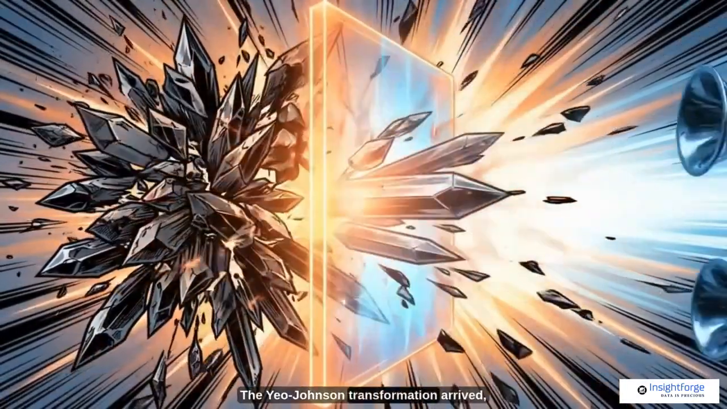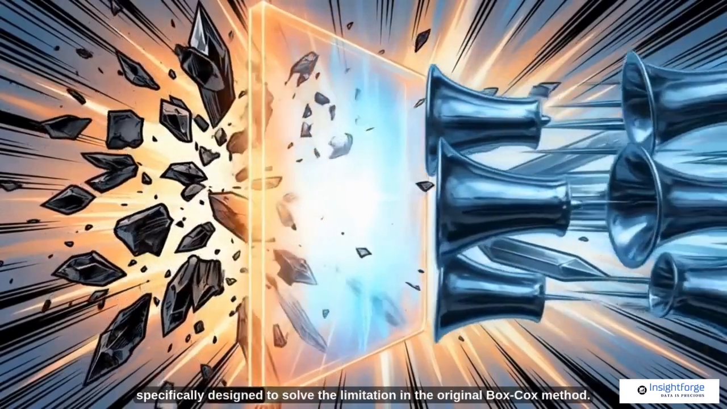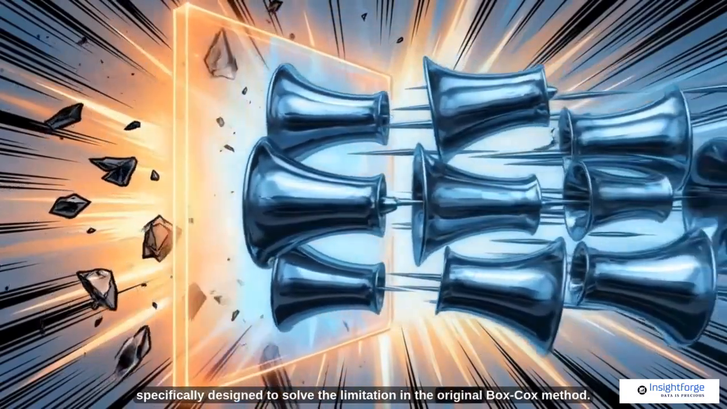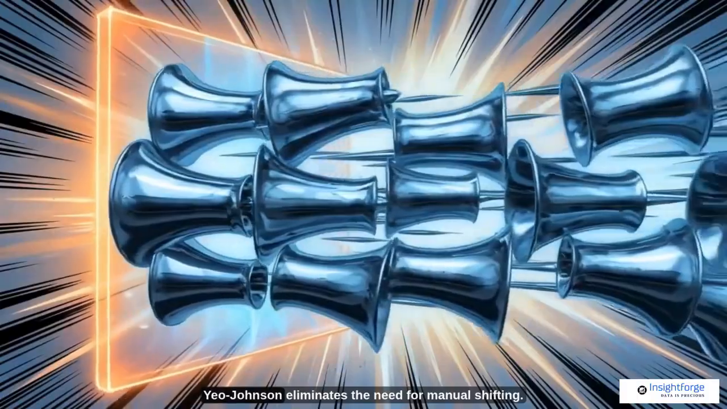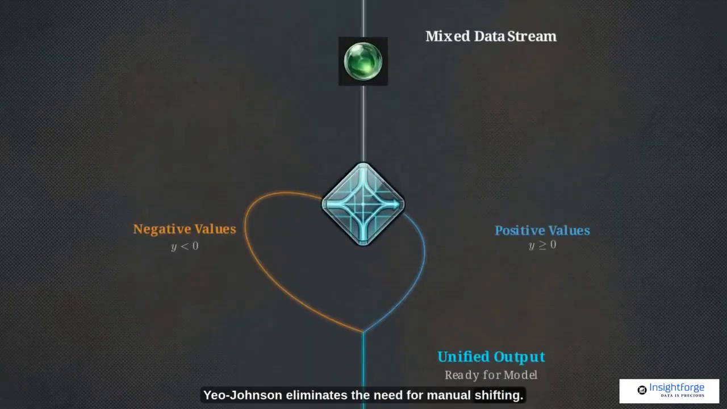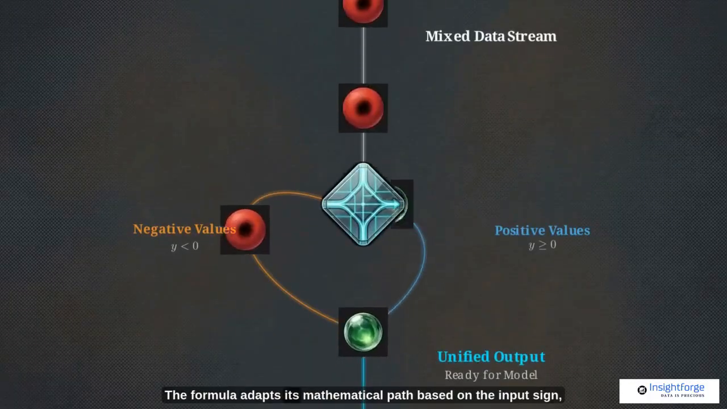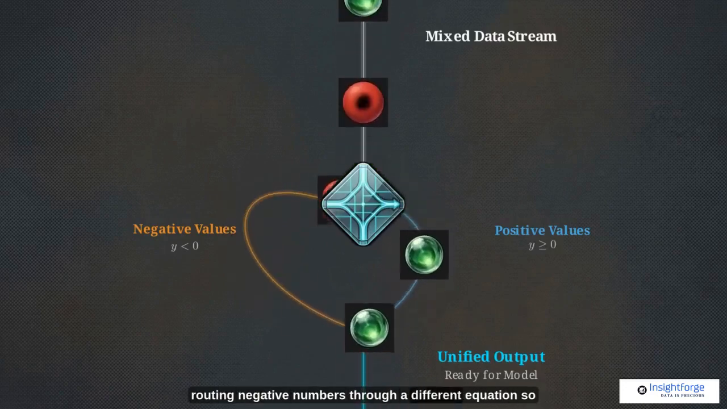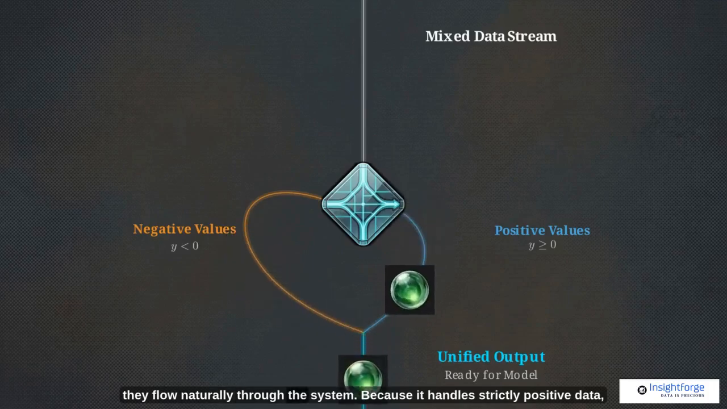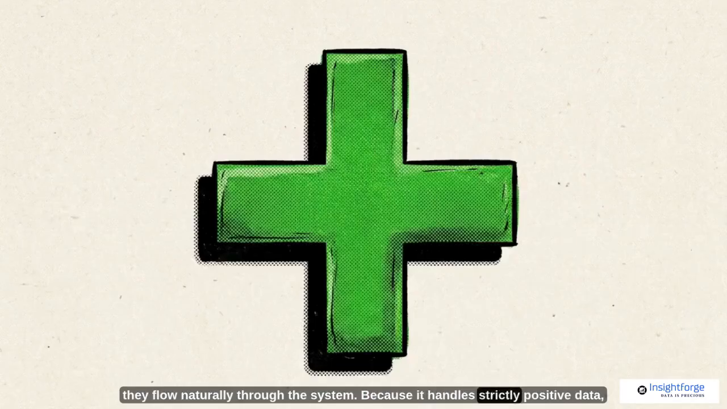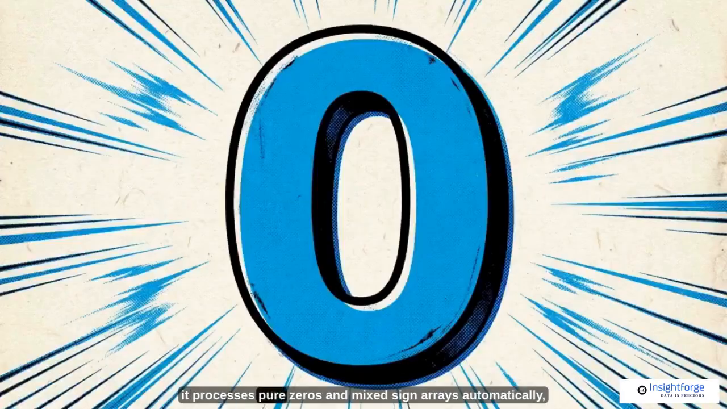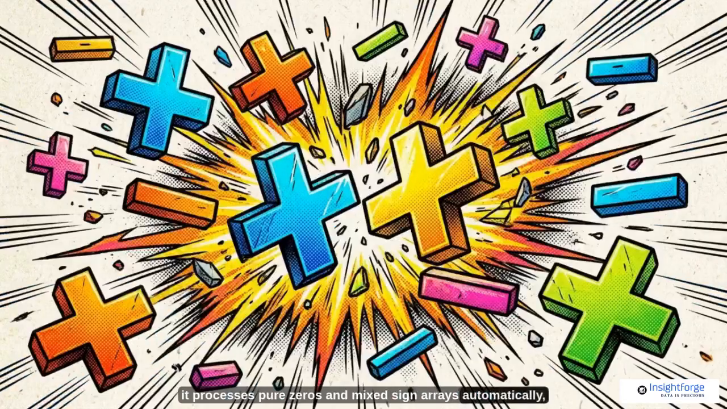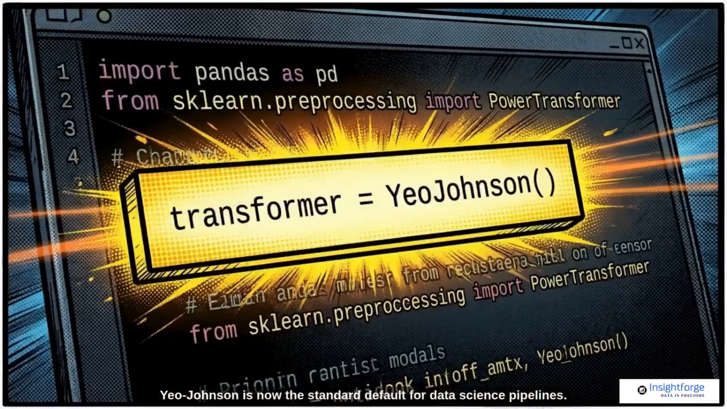In the year 2000, statistics provided an upgrade. The Yeo-Johnson transformation arrived, specifically designed to solve the limitation in the original Box-Cox method. Yeo-Johnson eliminates the need for manual shifting. The formula adapts its mathematical path based on the input sign, routing negative numbers through a different equation so they flow naturally through the system. Because it handles strictly positive data, it processes pure zeros and mixed sign arrays automatically. Yeo-Johnson is now the standard default for data science pipelines.